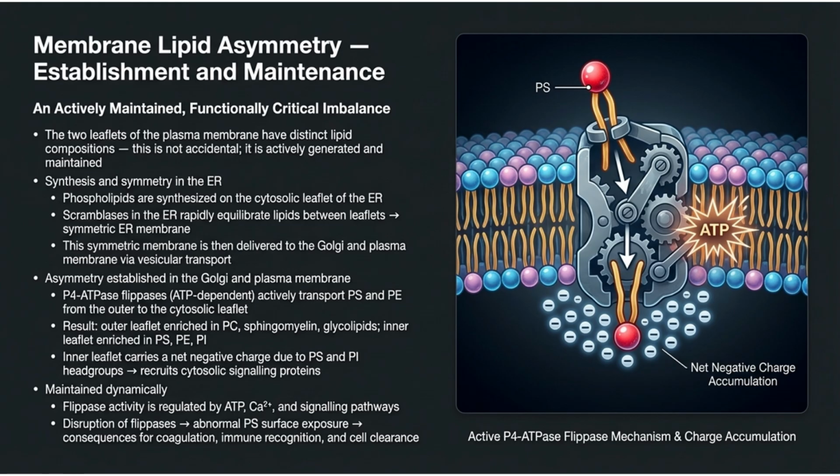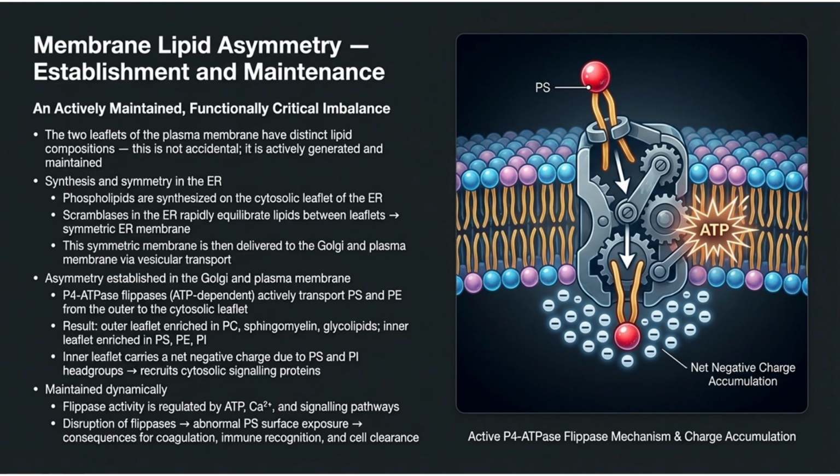Phospholipids are synthesized primarily on the cytosolic leaflet of the endoplasmic reticulum membrane. They are made facing inward, toward the cytosol. At this stage of their lives, they can move relatively freely between the two leaflets of the endoplasmic reticulum membrane because enzymes called scramblases in the endoplasmic reticulum allow lipids to flip bidirectionally.